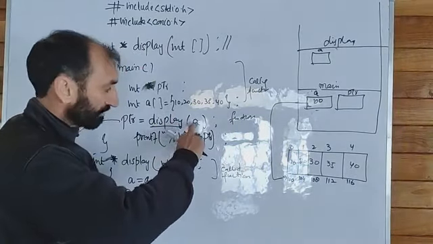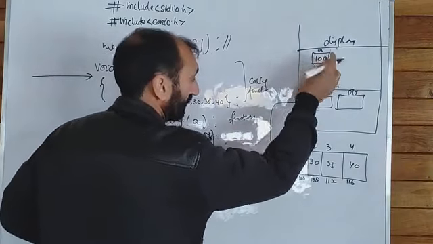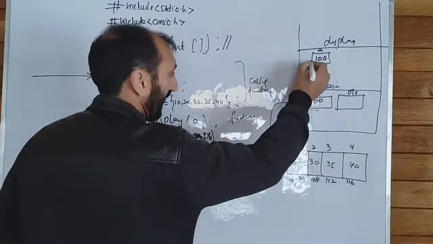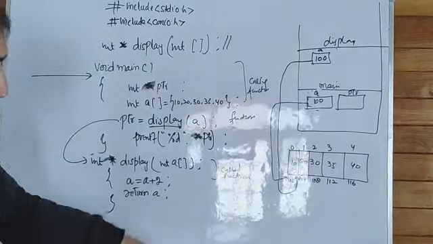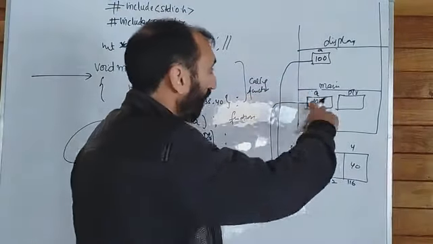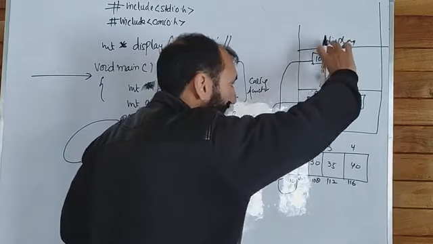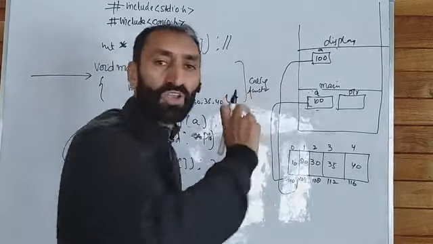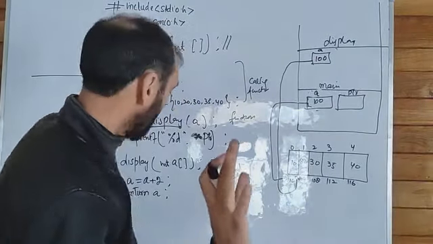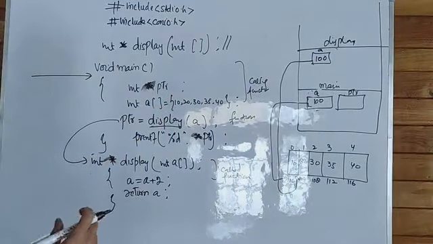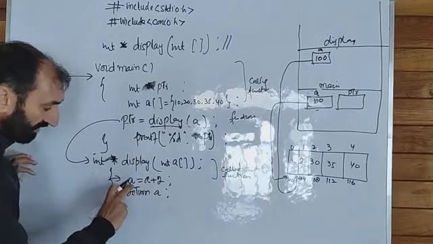Are you getting it? A contains 100, and that 100 is also passed to the called function, so this A also points to the same location. At this moment, both the A of the main function and the A of the display function point to the first location of the array. And after passing this array, the control will reach the next statement.